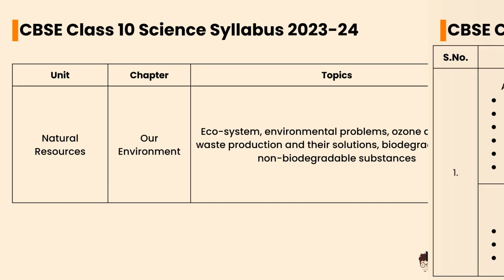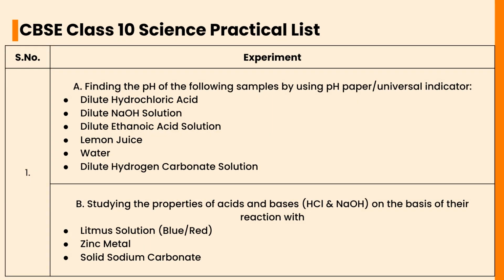Let's check the CBSE Class 10 Science Practical List. A. Finding the pH of the following samples by using pH paper or universal indicator: dilute hydrochloric acid, dilute NaOH solution, dilute ethanoic acid solution, lemon juice, water, dilute hydrogen carbonate solution. B. Studying the properties of acids and bases, HCl and NaOH, on the basis of their reaction with litmus solution, blue or red, zinc metal, solid sodium carbonate.